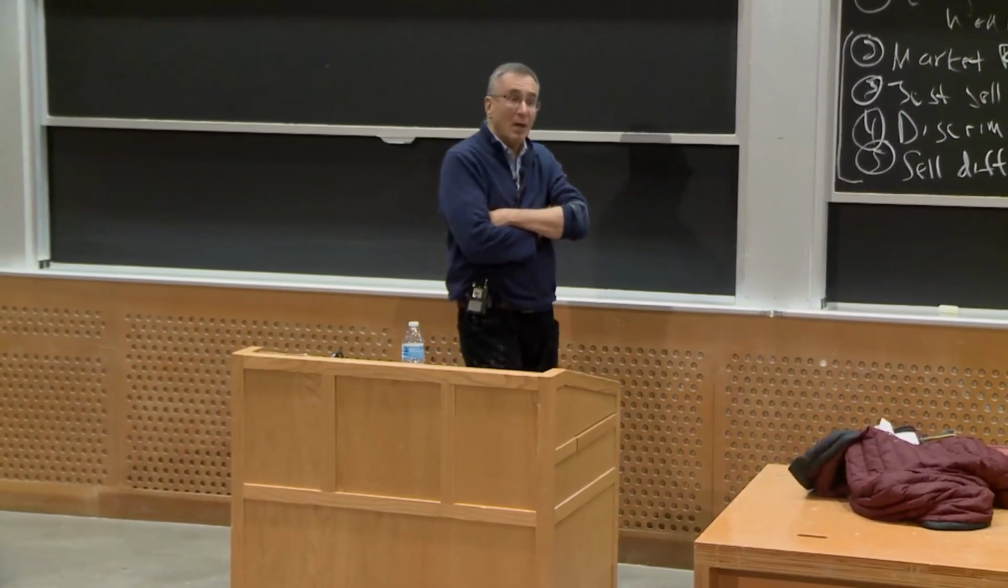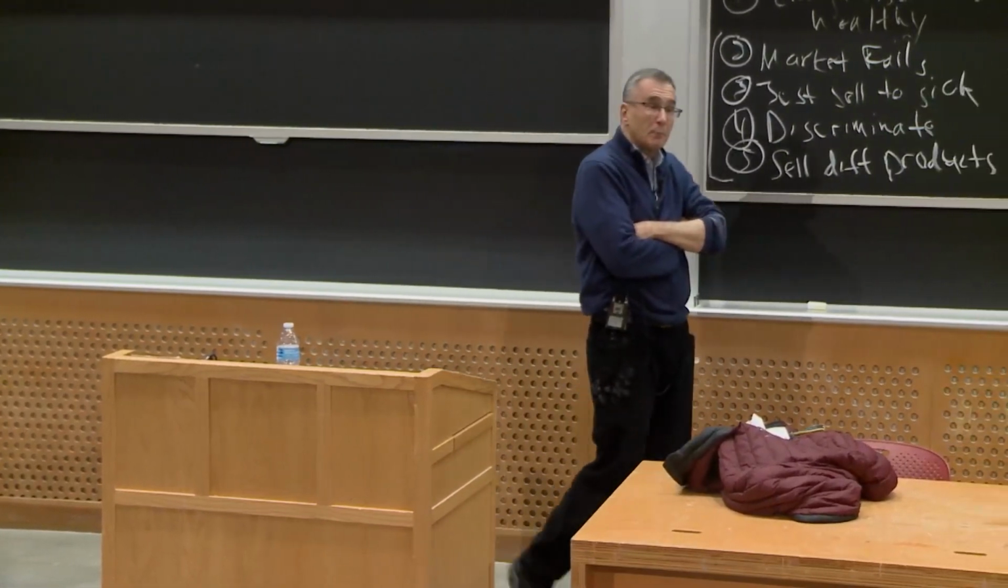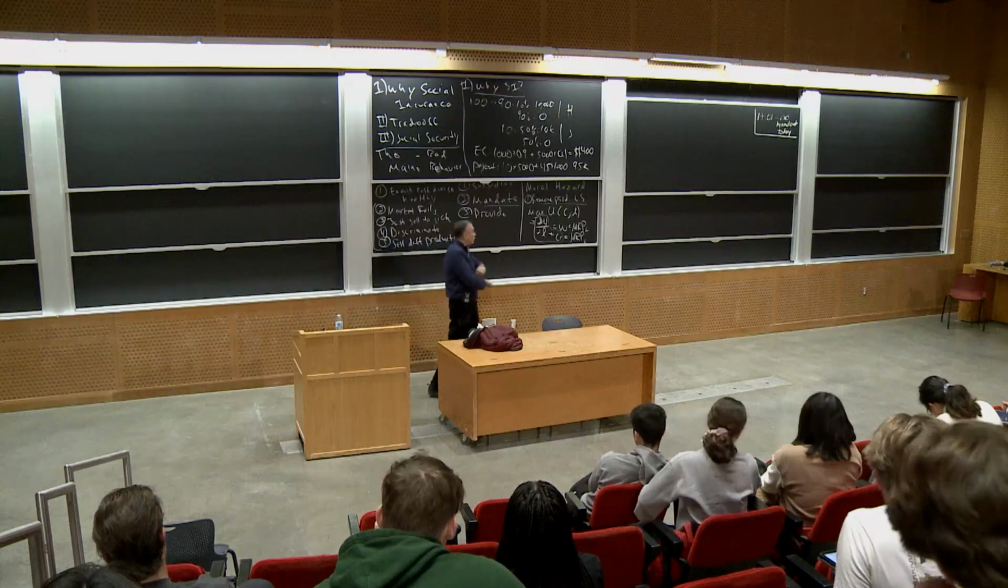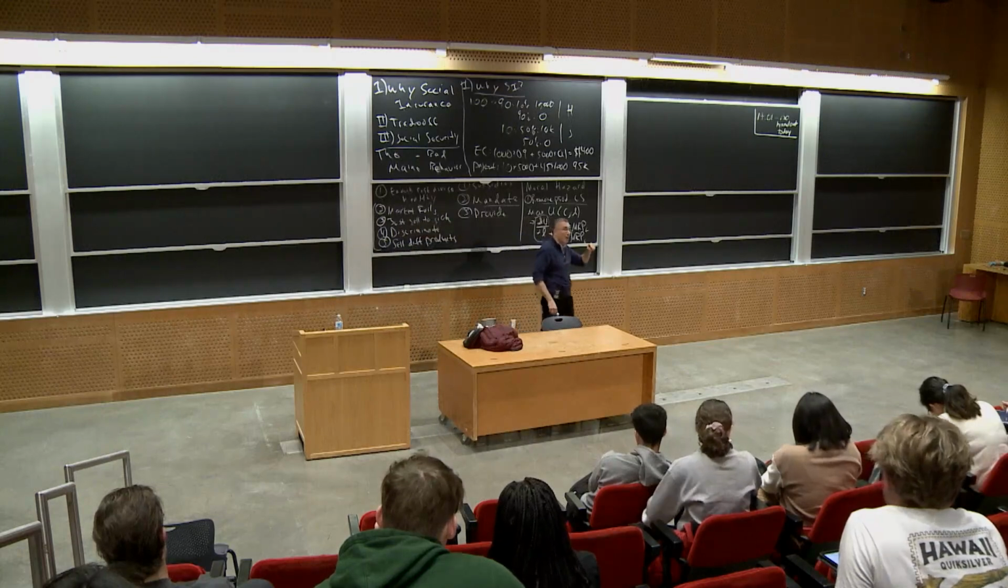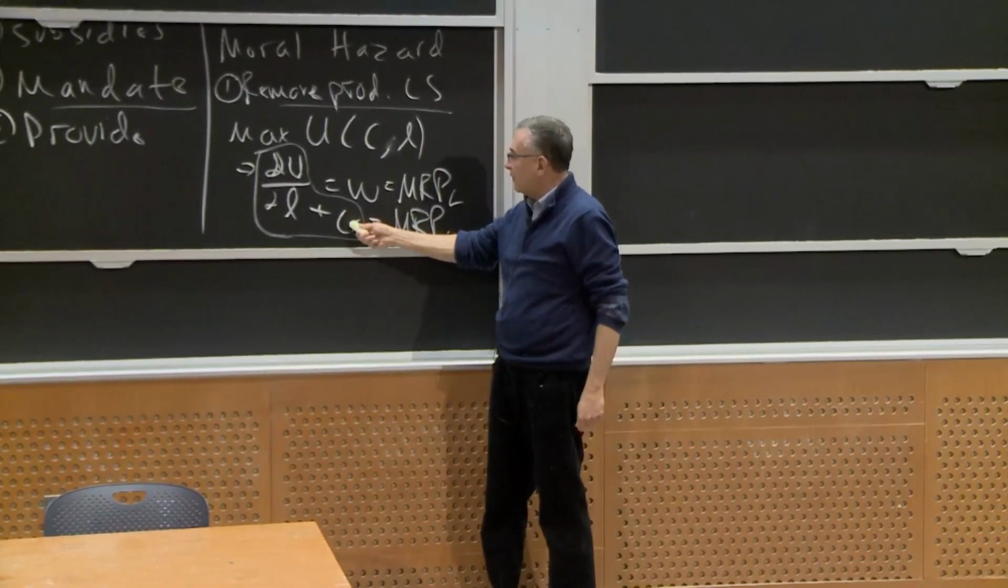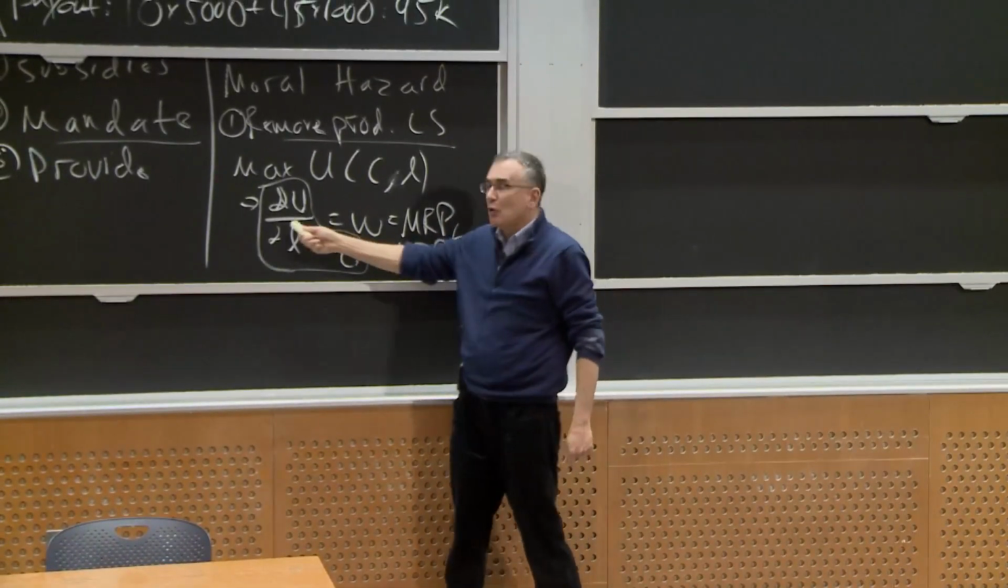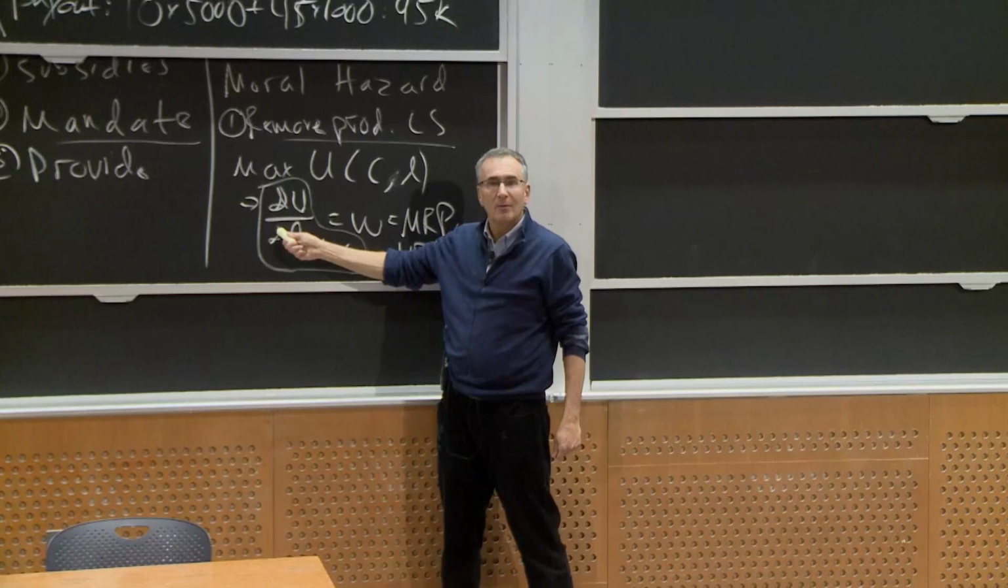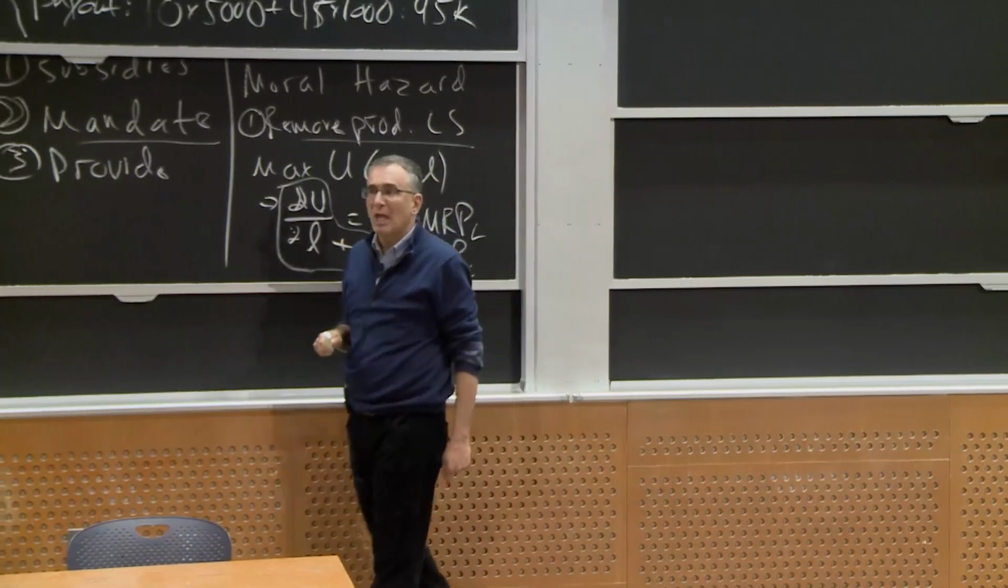We know this. Yeah, go ahead. More, because remember, as leisure goes up, marginal utility goes down. We know we want, since G is positive, to keep it equal to MRPL, DU/DL has to go down. DU/DL goes down by taking more leisure.